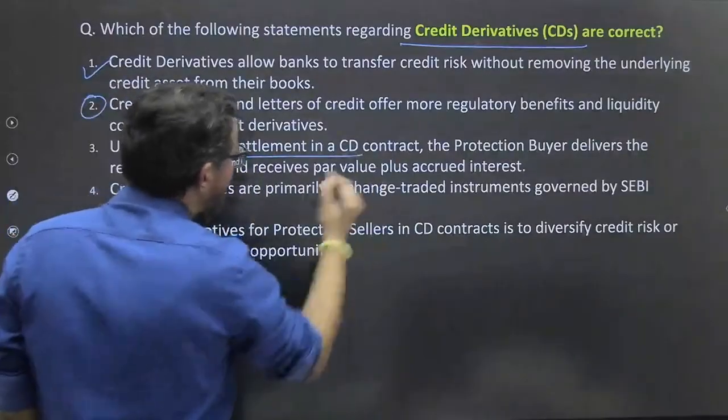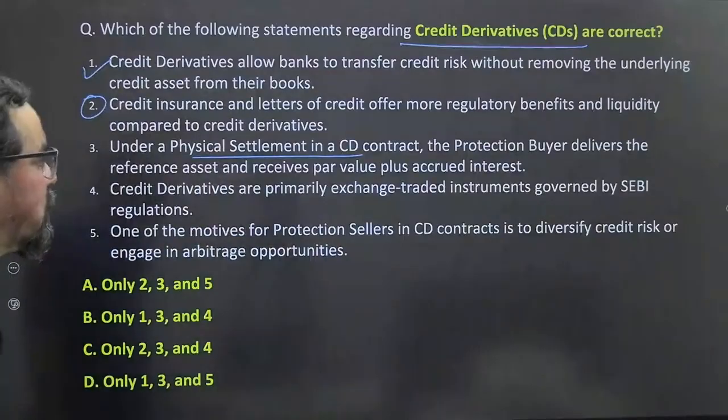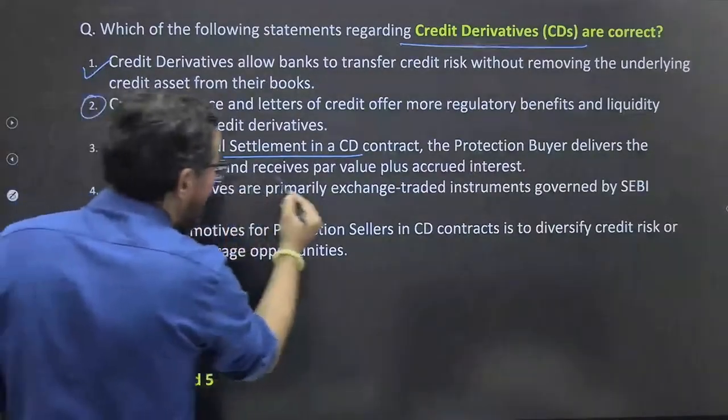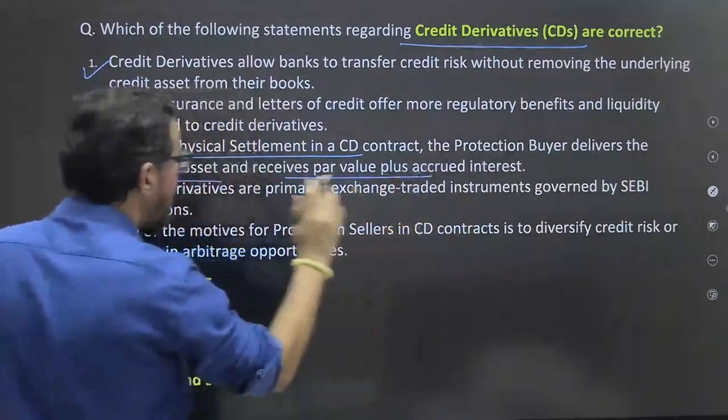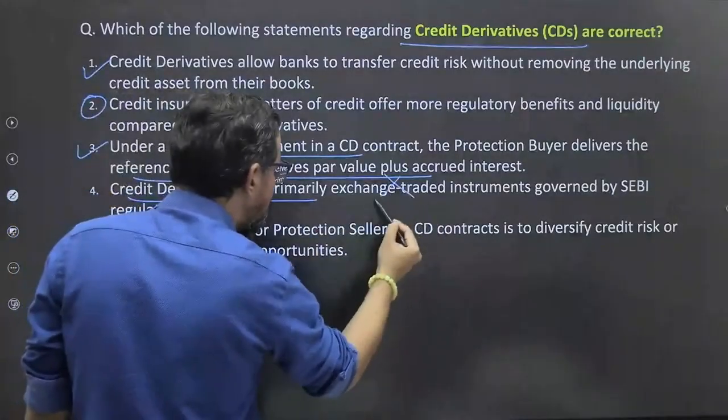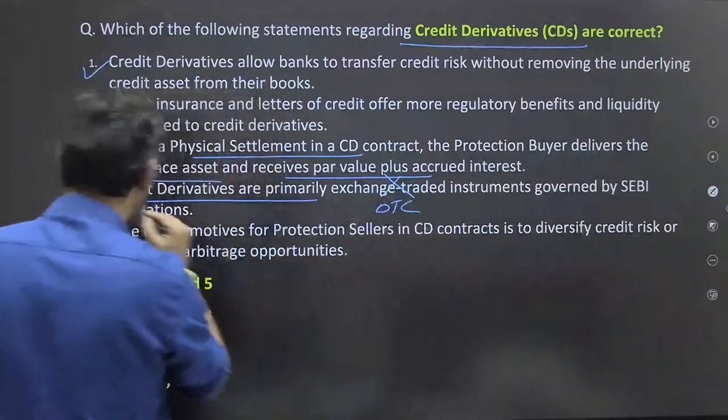Under the physical settlement in the credit derivatives contract, the protection buyers deliver the reference asset and receive par value plus accrued interest. True. Credit derivatives are primarily exchange traded. No, these are basically OTC products. Yeah, this is also wrong.